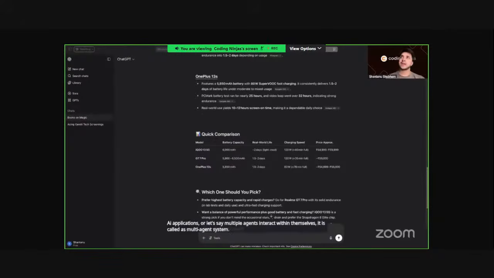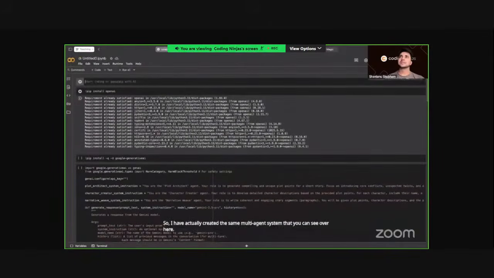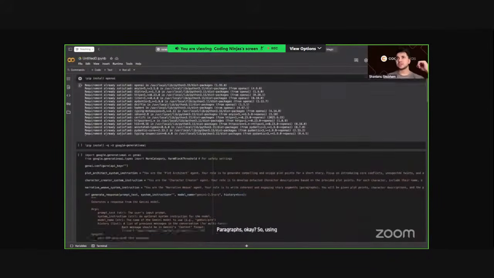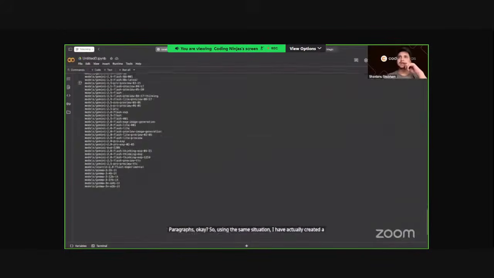So I have actually created the same multi-agent system that you can see over here. This is a Google collaborative notebook, also called Google Colab, inside which I have written a lot of Python code, which is able to handle the situation where writer one is thinking of the plot and the theme, and writer two is thinking of the characters, and writer three is creating the narrative or creating the story paragraphs. Okay, so using the same situation, I have actually created a multi-agent system that does this job for me.